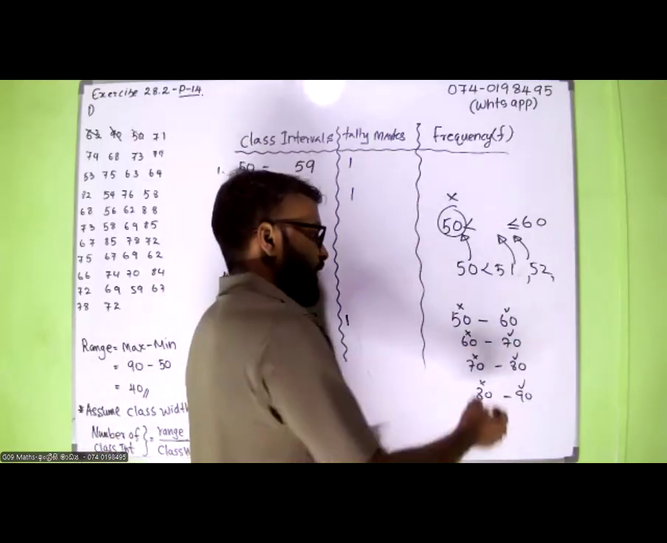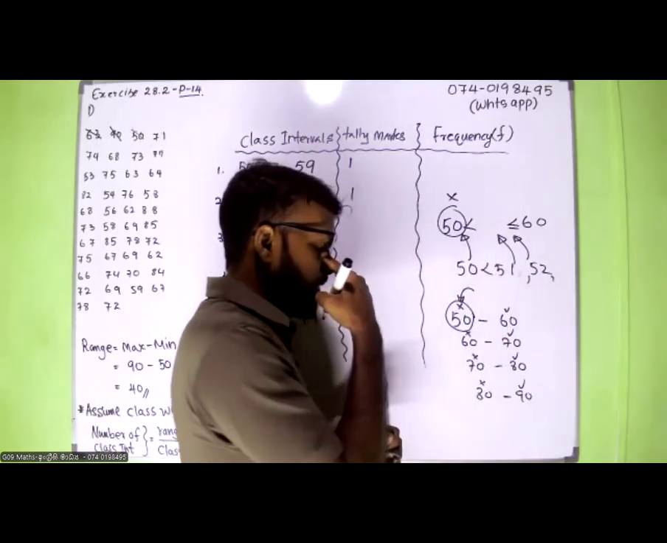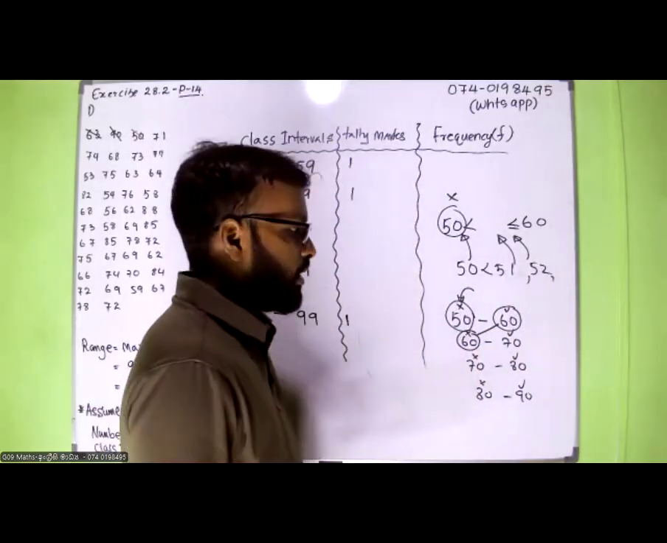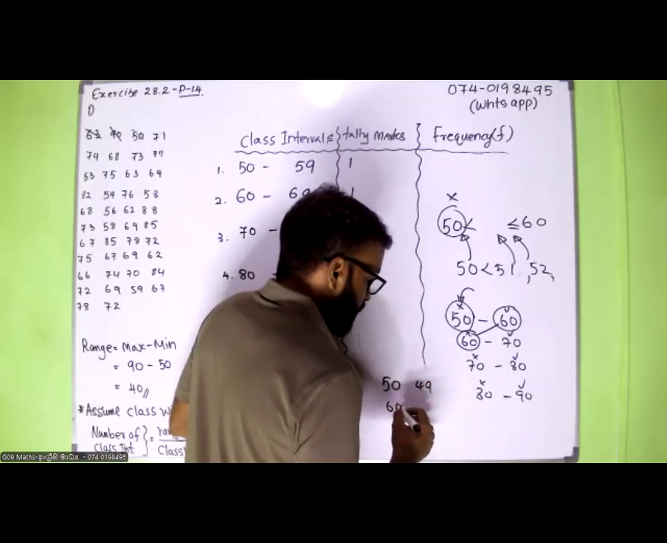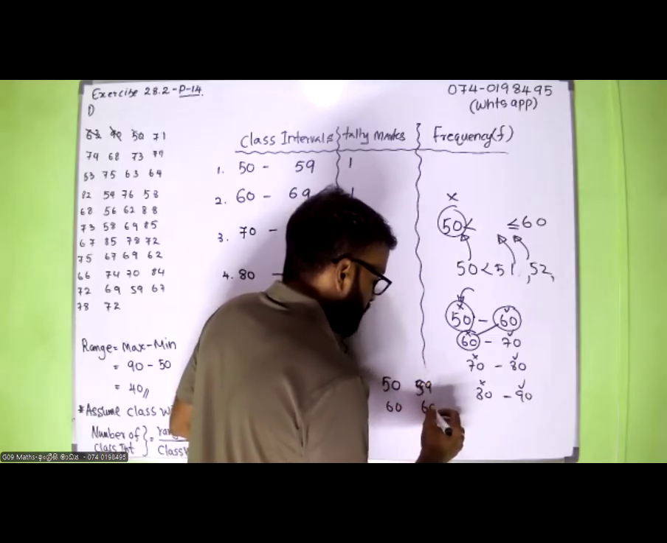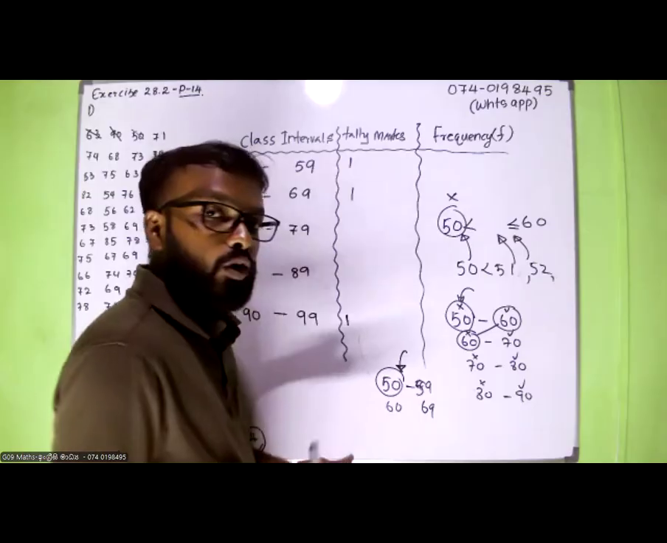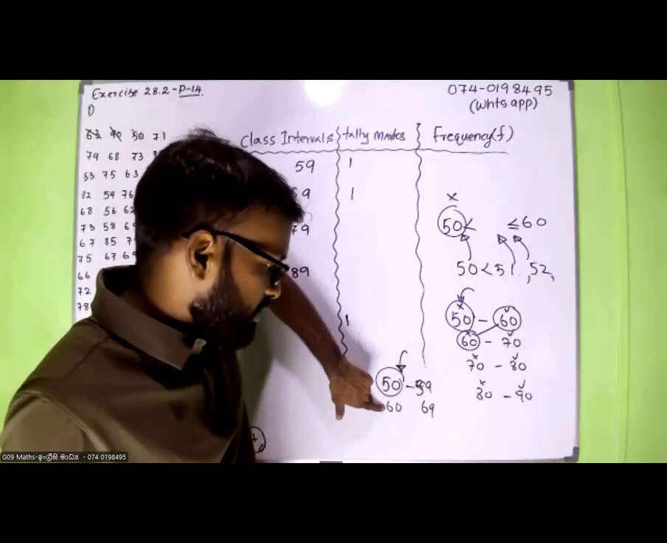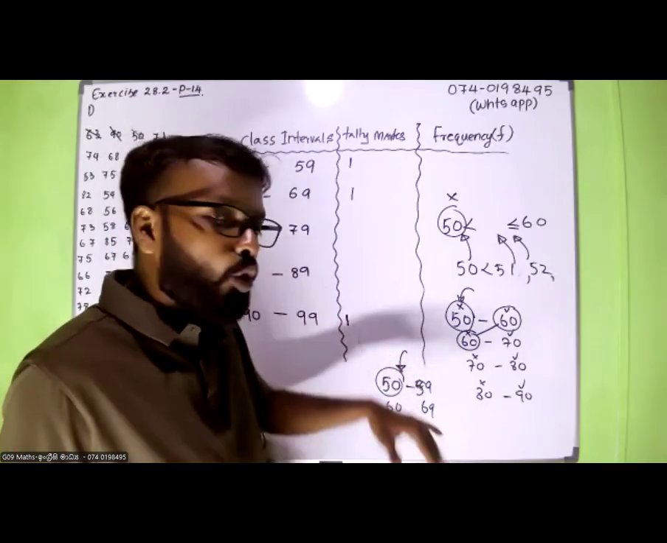So basically, you cannot take this value inside this class interval if this is a closed gap. If the gap is open like this, 50 to 59, 60 to 69 and so on, then you can put 50 into this because we include the boundaries also for the first class interval. For the second class interval, 60 and 69 are also included, and so on.